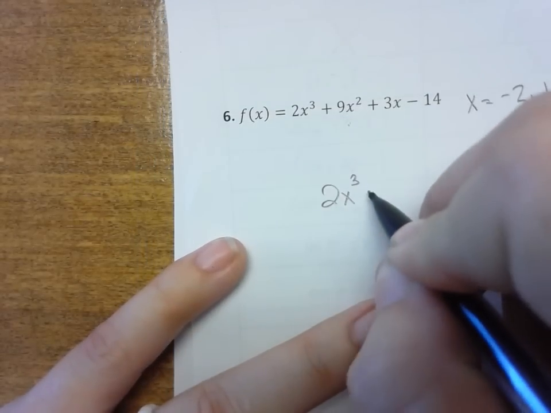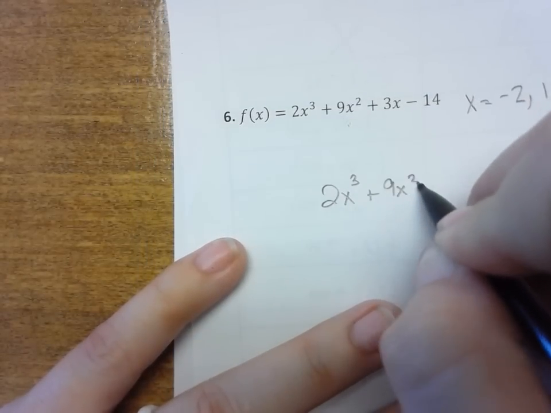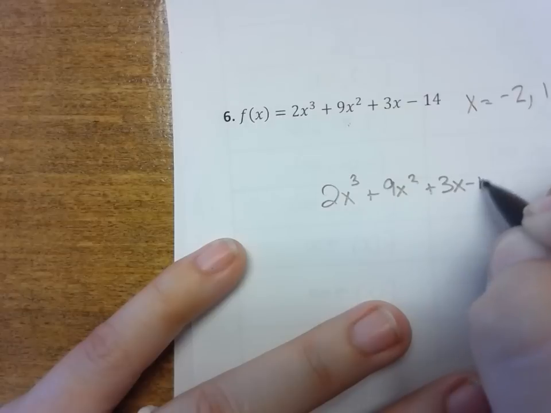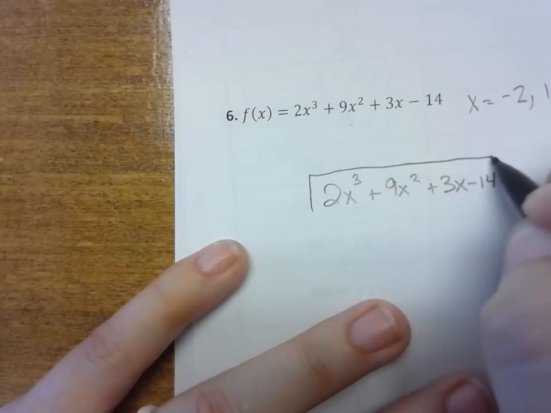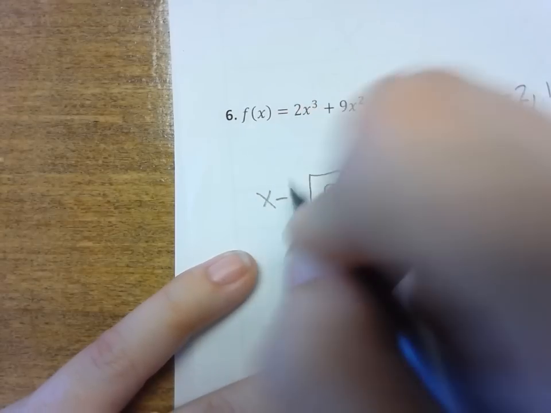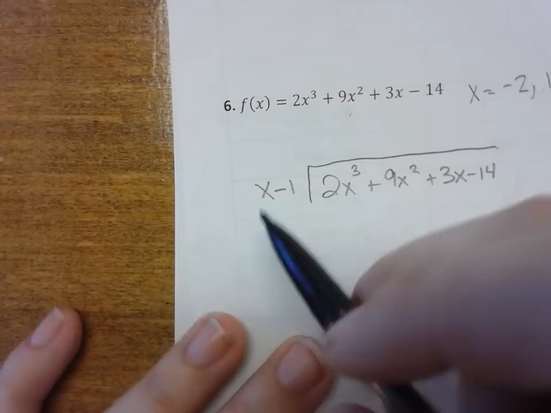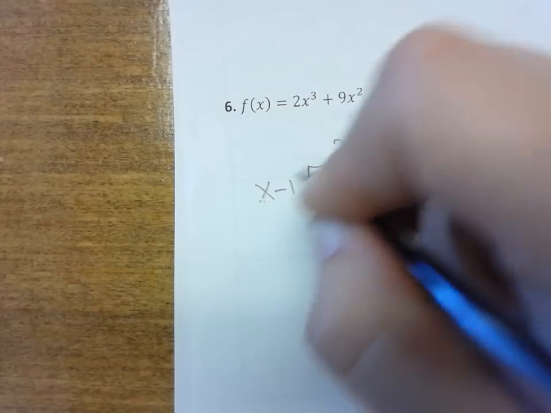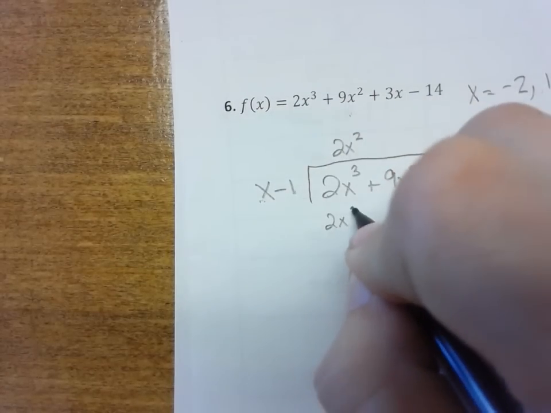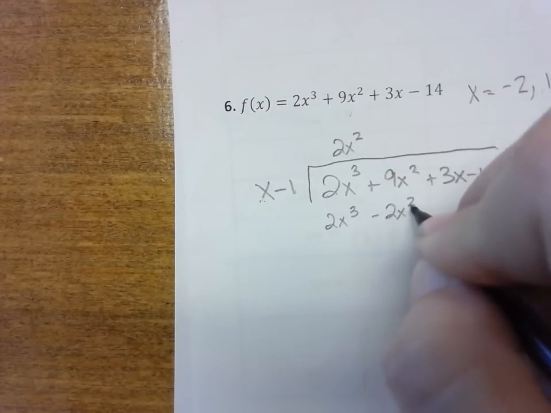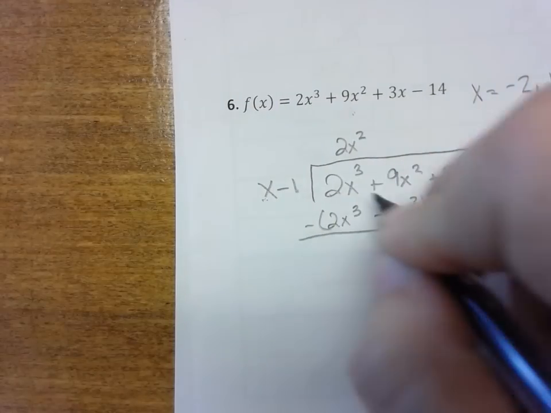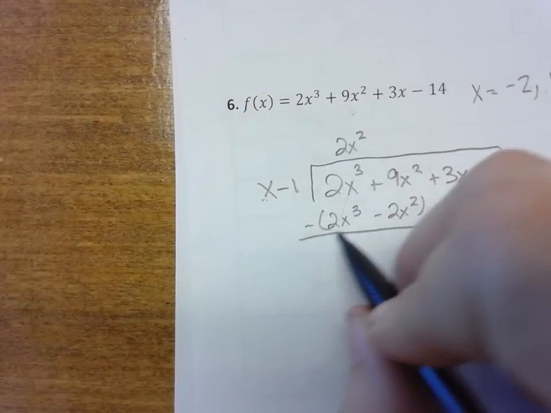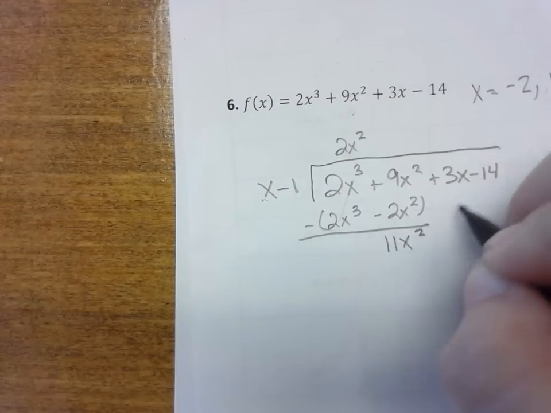2x cubed plus 9x squared plus 3x minus 14. Let's divide that just for fun here. Let's do x minus 1. Always do opposite. So this into this, that's going to give me 2x squared. Distribute: 2x cubed minus 2x squared. We're subtracting, so that's going to make a positive 11x squared. Drop down our 3.